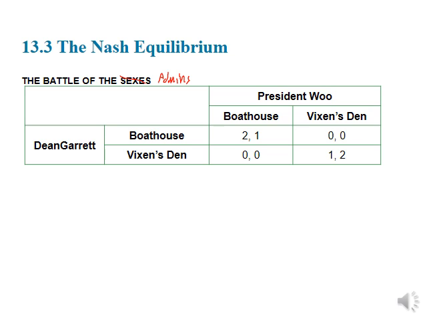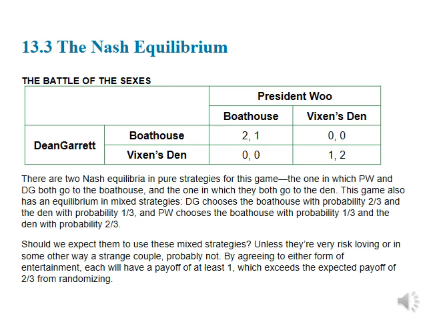So this is the same game we saw at the start of class. President Wu likes to hang out at Vixen's Den. Dean Garrett likes to hang out at the boathouse. They both like to hang out with one another. Where should they go after work? Well, knowing what we know now, we should be able to identify the 2 pure Nash equilibria strategy, either both going to the boathouse or both going to the den.